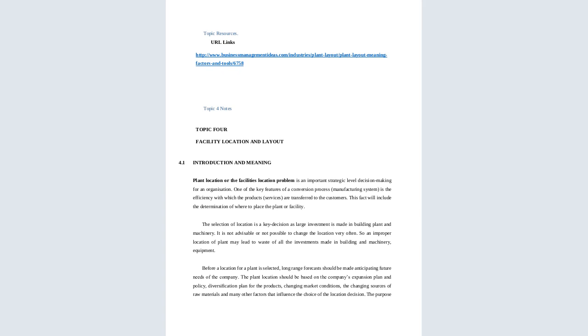So when you talk about plant location, that is the introduction and meaning of facility layout, that is plant location or facility location problem, is an important strategy level decision making for an organization. So one of the key features of a conversion process, that is a manufacturing system, is the efficiency with which the products and services are transferred to customers.